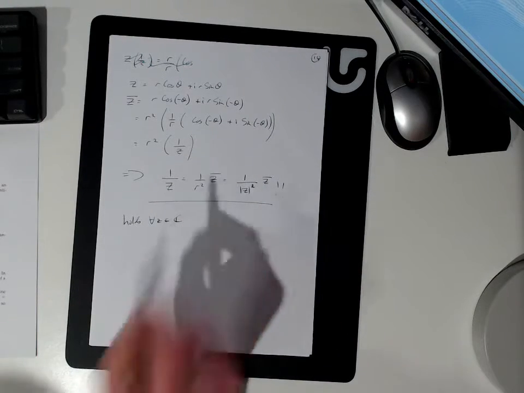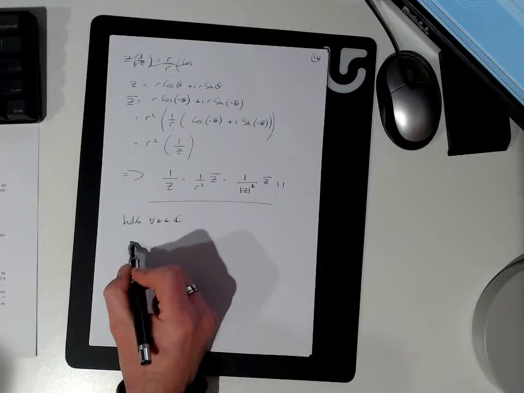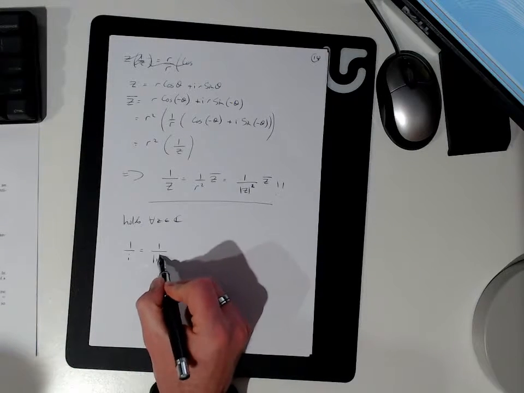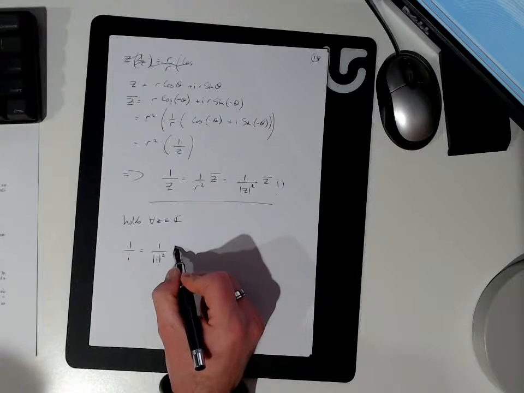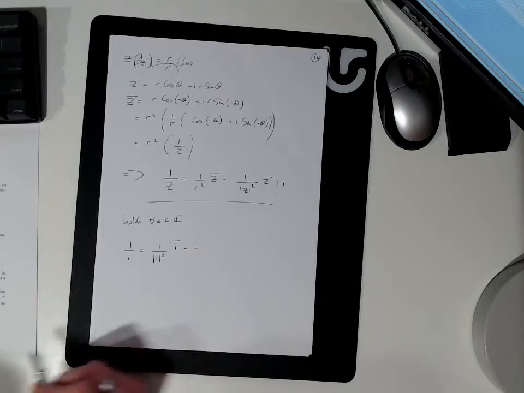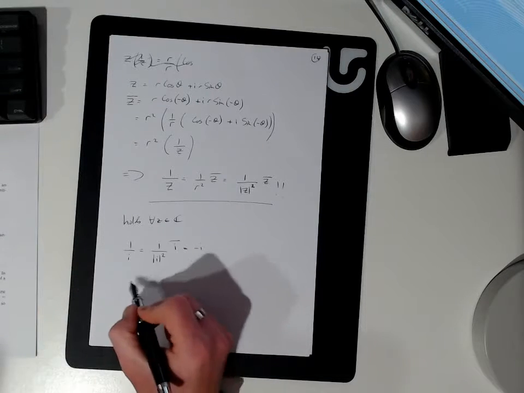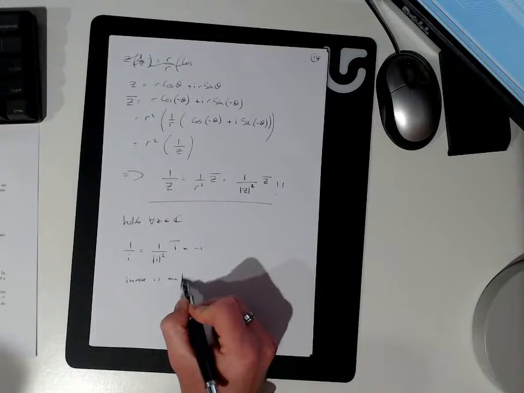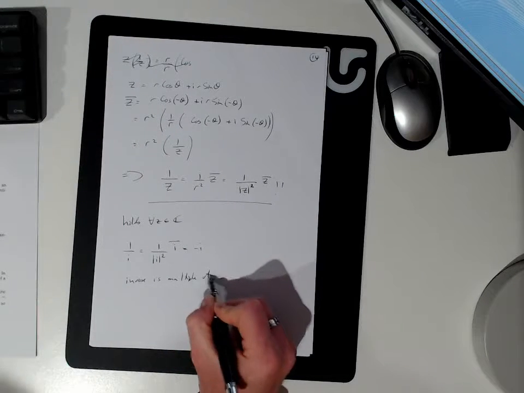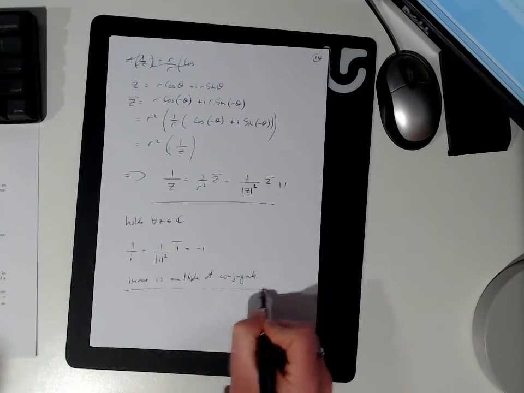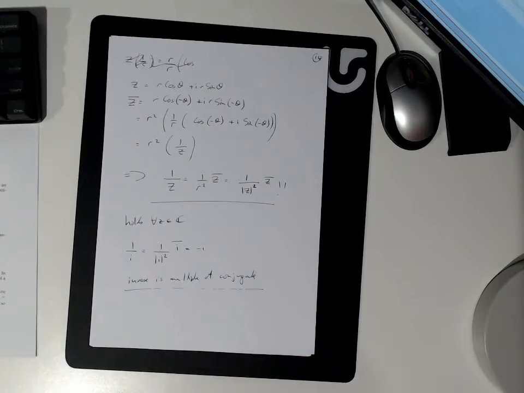So now you have a nice formula. Let's have a look. 1 over I is equal to 1 over the modulus of I squared times the complex conjugate of I. The modulus is 1, with a minus sign. The inverse is a multiple of the conjugate, which is a nice little formula.